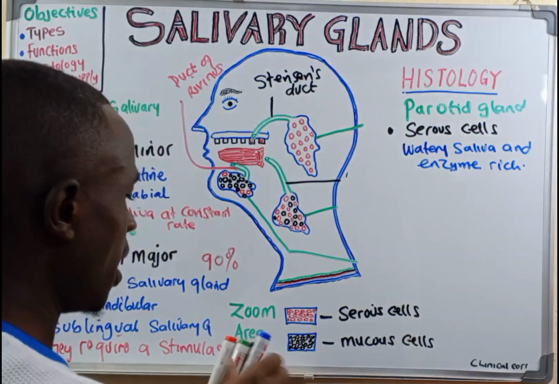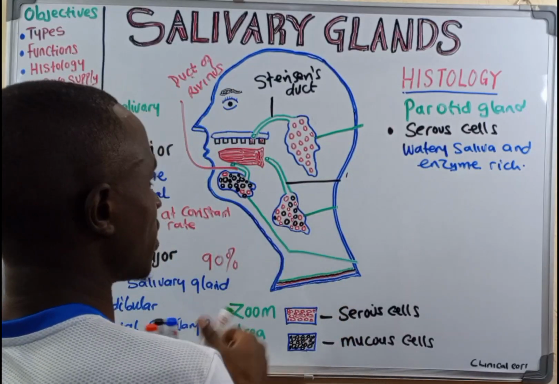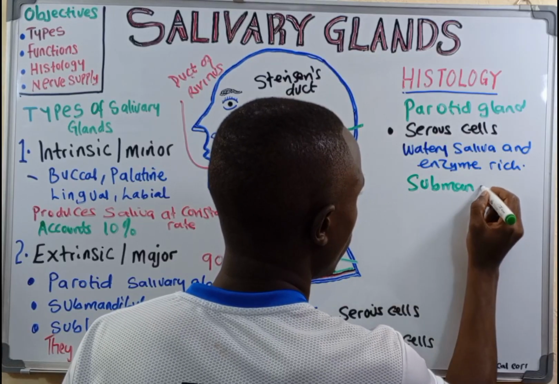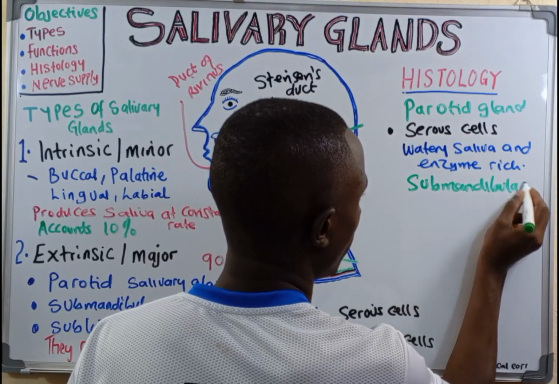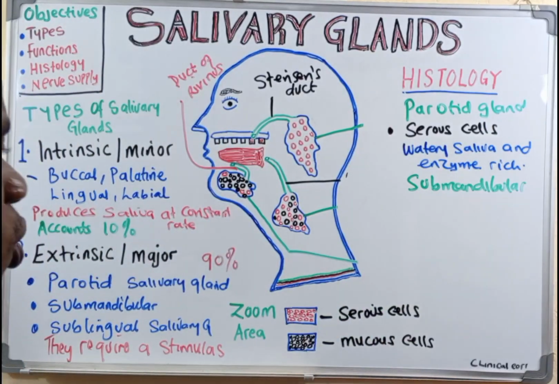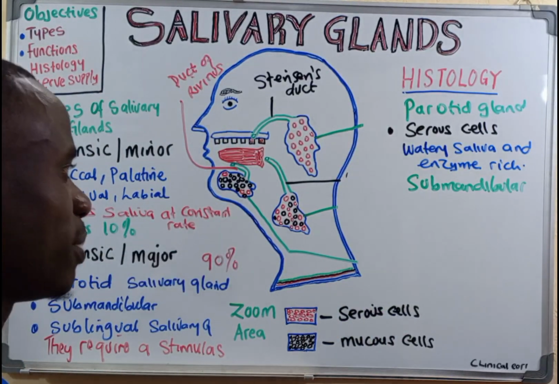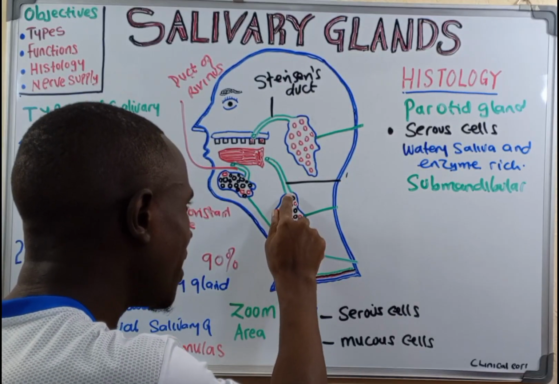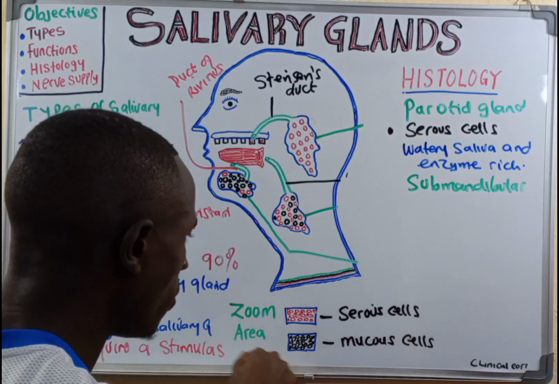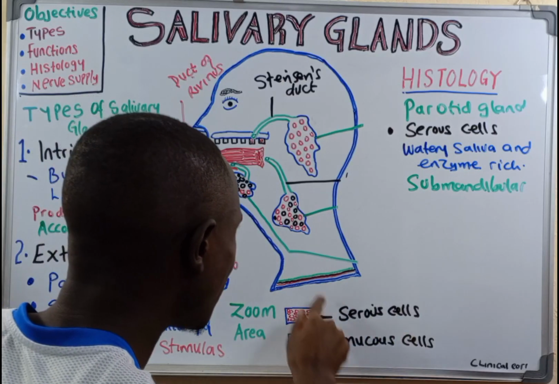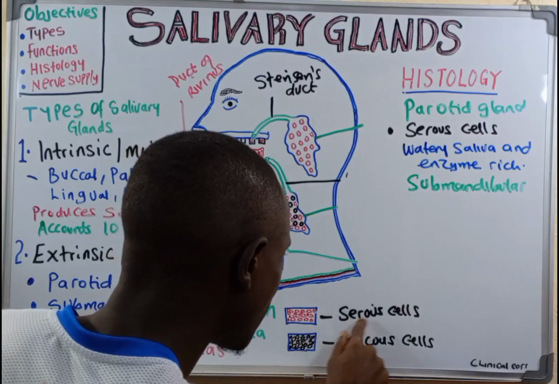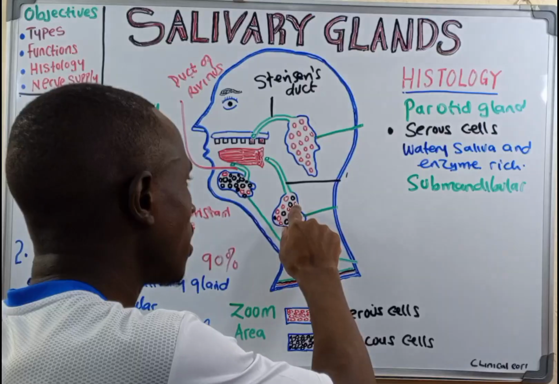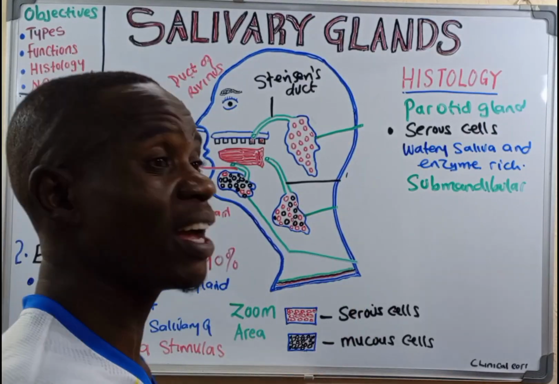Okay, now when we come to the submandibular salivary gland, which kind of cells are going to be making up the submandibular salivary gland? You see this gland, we are going to be having the blacker cells and even the red cells. So now when we come to our zooming area, you realize that this gland is going to be having the serous cells and even the mucus cells. For that reason, this submandibular salivary gland is going to be having both.